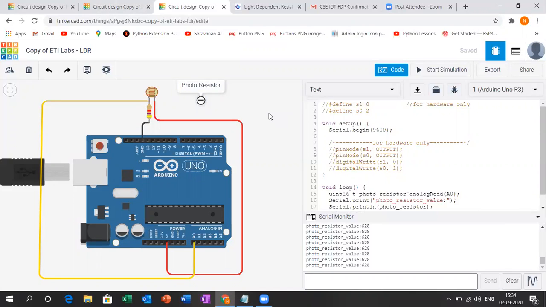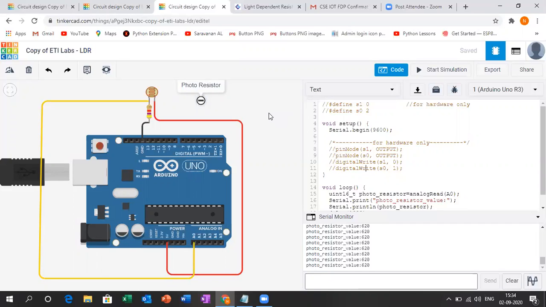I think someone has posted the questions. One is related to camera. Camera is, I think, not supported in Tinkercad till now. And why is photodiode resistance decreasing on decreasing resistance?